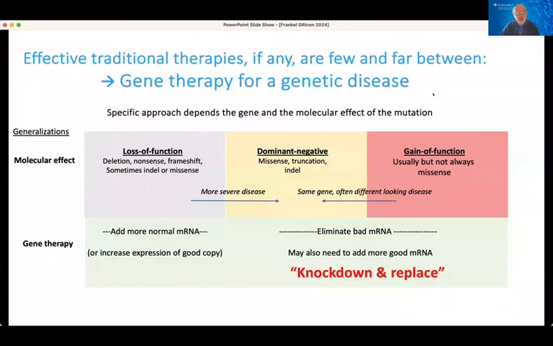Now, in cases like this where effective traditional therapies, if they do exist, are few and far between, if you're a geneticist, your conclusion is, well, how about gene therapy for a genetic disease? And that's the philosophy and approach that we've taken. But the specific approach, as you've heard from Amy and many of us have discussed, depends a lot on the gene and the molecular effect of the mutation.